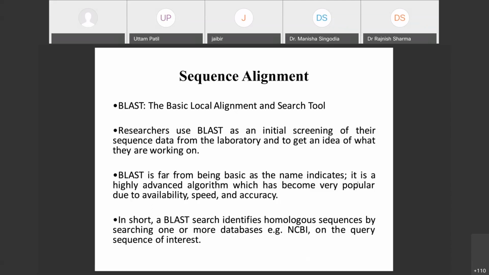To identify whether the given protein sequence is similar to another protein, you will use BLAST. It will try to identify sequences similar to your given sequence, and then you can get an idea of which sequences are similar to mine, and also get an idea about their functions. So in short, a BLAST search identifies homologous sequences by searching one or more databases. As I said, NCBI.